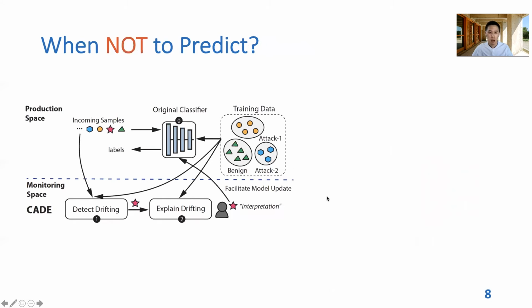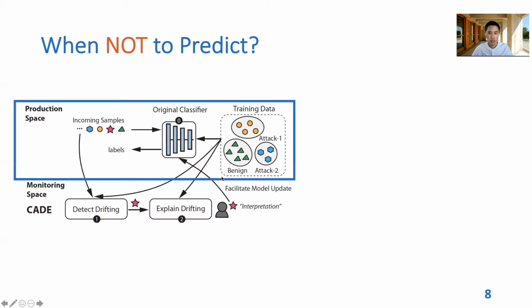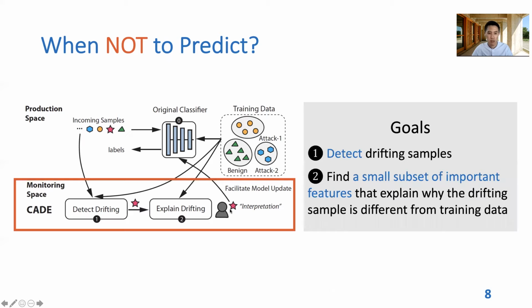To mitigate this problem, we tell the classifier when not to predict. This is an overview of our system. In the production space, we have training data, the original classifier, and when a new sample comes in, the classifier can give its prediction. While in the monitoring space, our system CADE has two goals. We need to detect these drifting samples, and after detecting them, we have the explanation module that can find a small subset of important features to explain why this drifting sample is different from the training data.